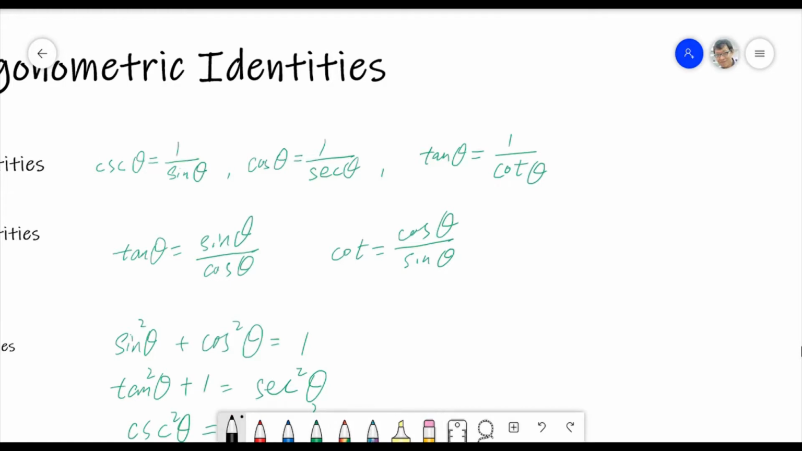Why? Because sine theta equals y over r, am I right? So cosecant is r over y, so definitely cosecant is 1 over sine. And cosine theta equals x over r, where r is the radius. If you reverse them, r over x is what? A secant, right?